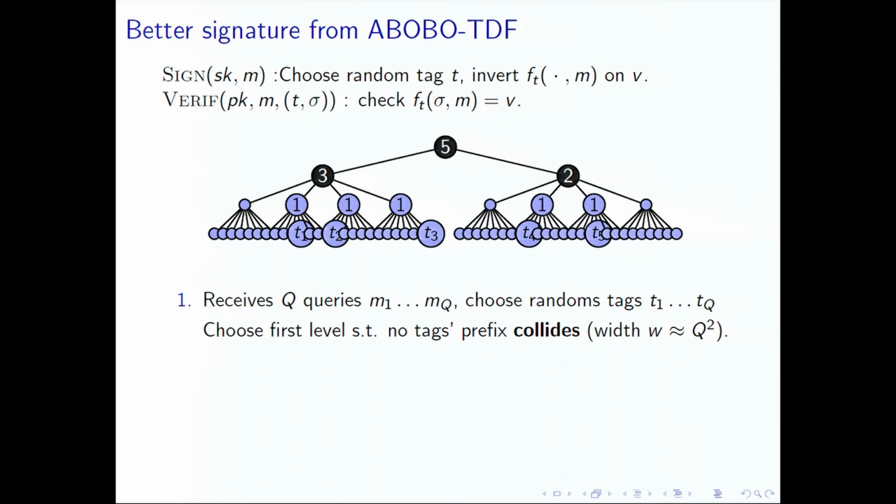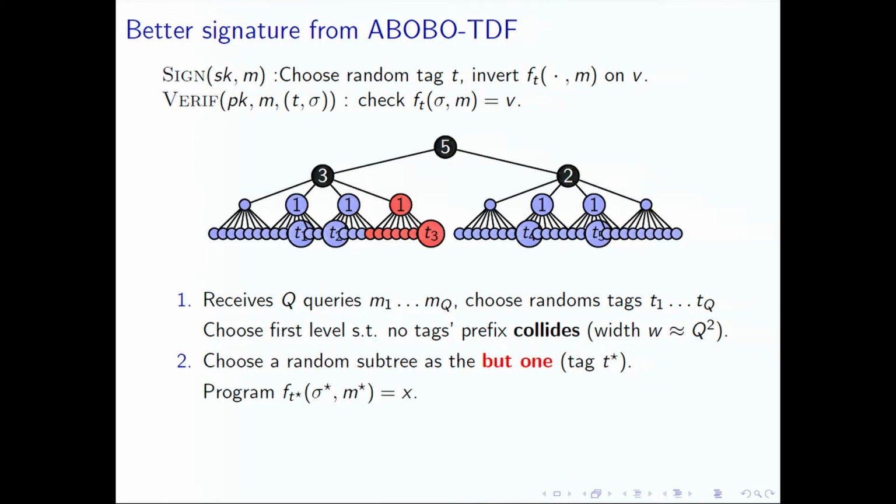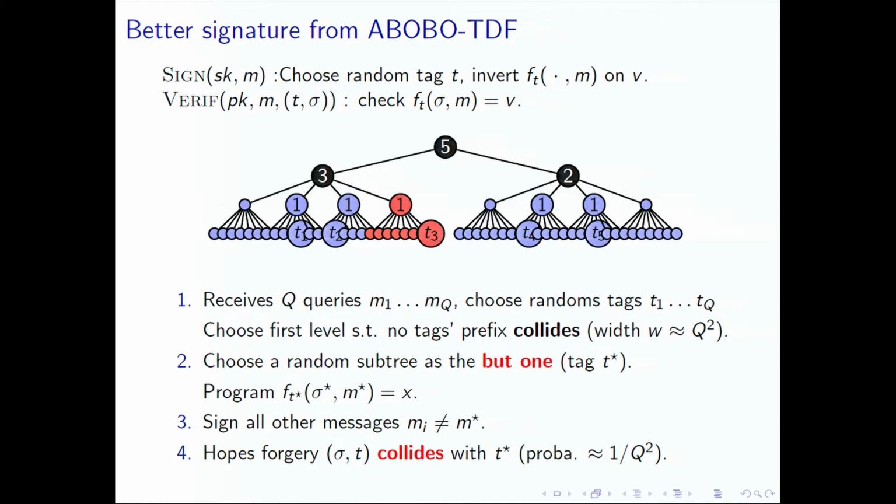And I'm going to choose the first line where there is no collision at all. And from this line, I'm going to choose a subtree at random as this but-once subtree, the subtree that is supposedly hard to invert, all right? But I might have 1 tag to invert in this subtree, but that's not a big deal because I can program my trapdoor function to a specific value exactly for this tag here. And then I can sign all other messages because all other tags are not in the subtree that is supposed to be hard. And finally, I just hope that the forgery given by my attacker will fall in this red subtree.